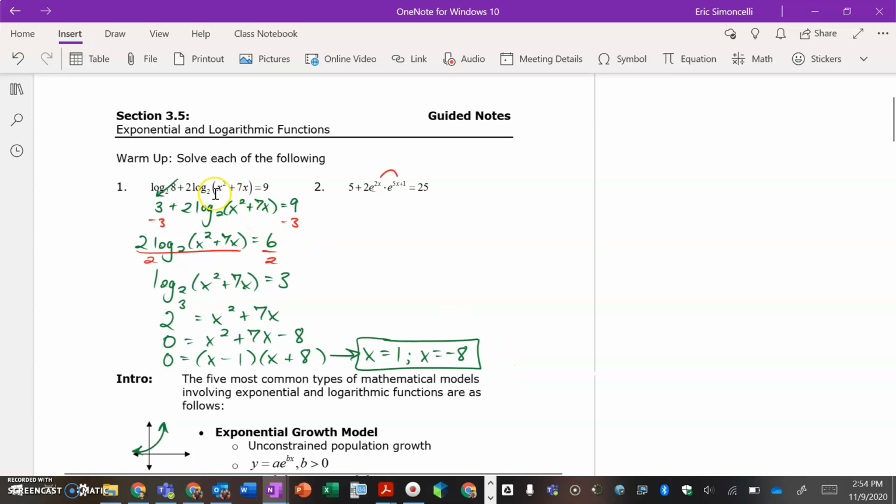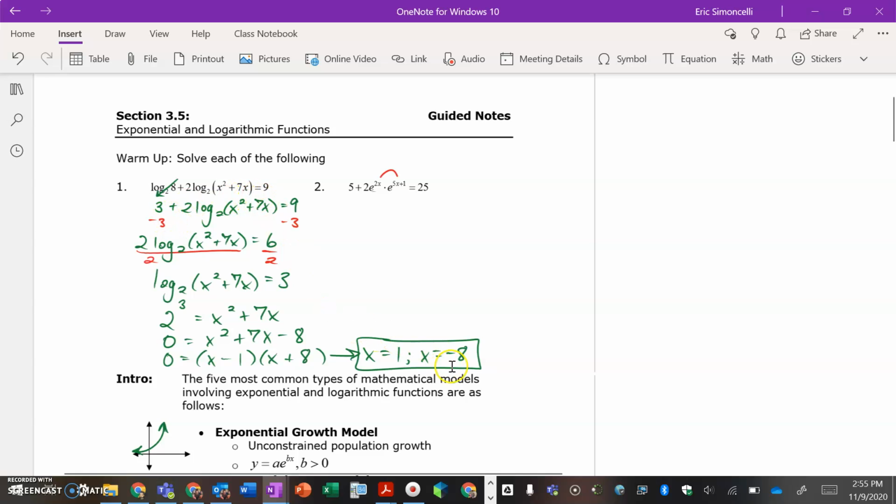In other words, if you plug in 1 here, 1 squared plus 7 times 1, that's 1 plus 7, which of course is 8. So you can take the log base 2 of 8, which of course ends up being 3. So you have log base 2 of 8, which is 3. 3 times 2, which is 6. 6 plus 3, of course, is 9.